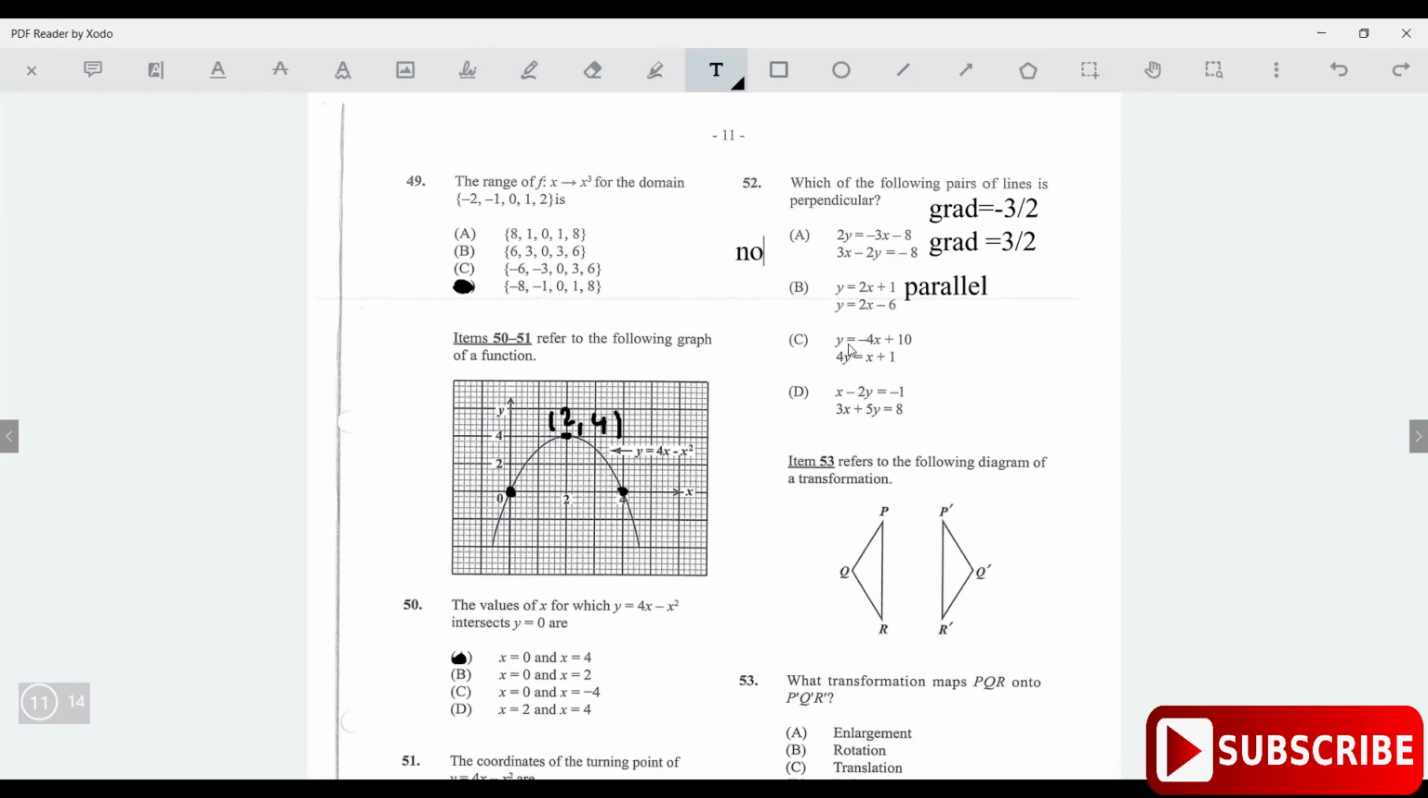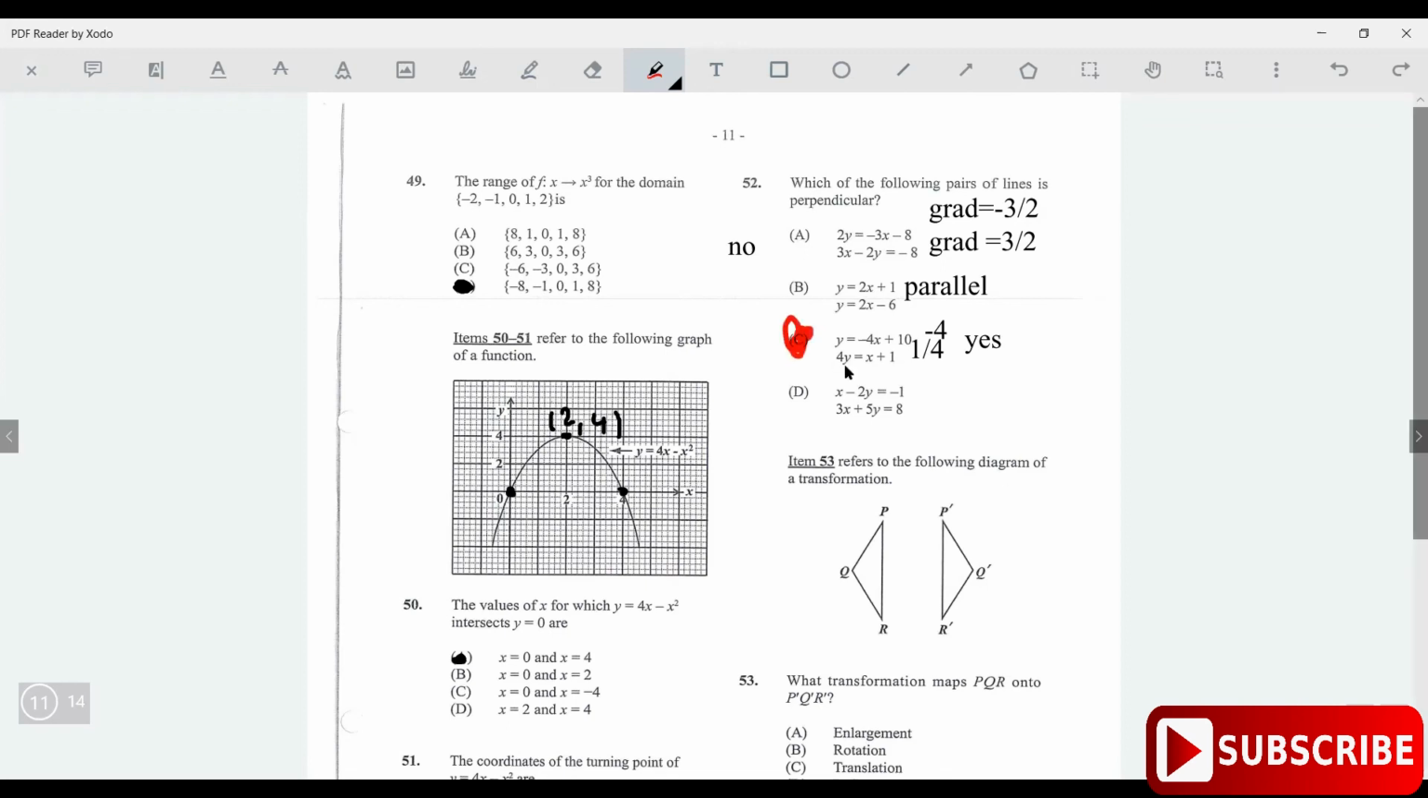Let's check out this one. All right. So this one has a gradient of -4. And this one right here, you would have a gradient of, divide by 4, 1/4. Yes, this one is perpendicular. Yes, this is perpendicular. That is option C.